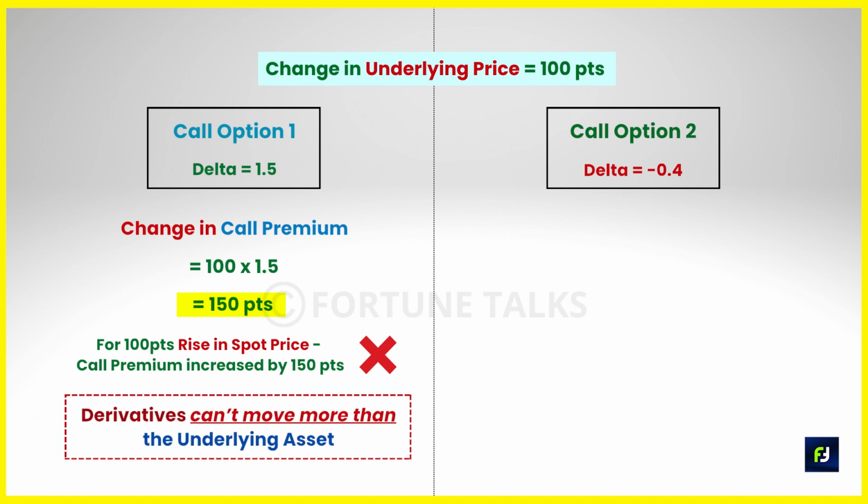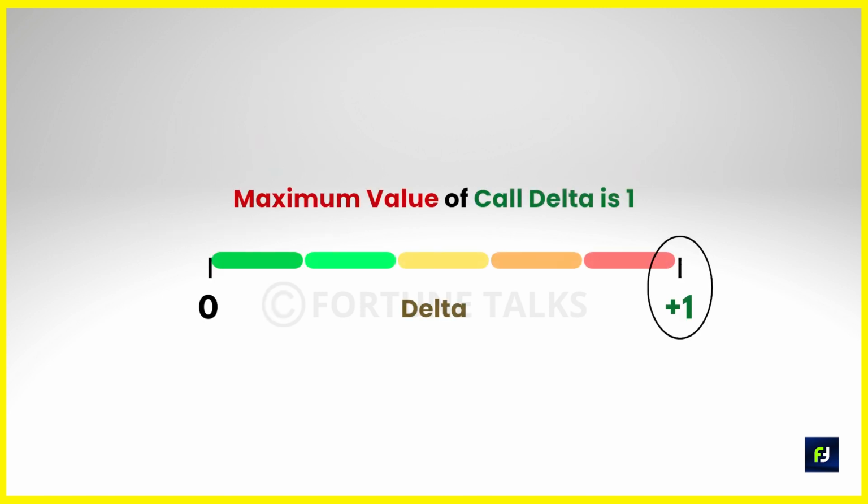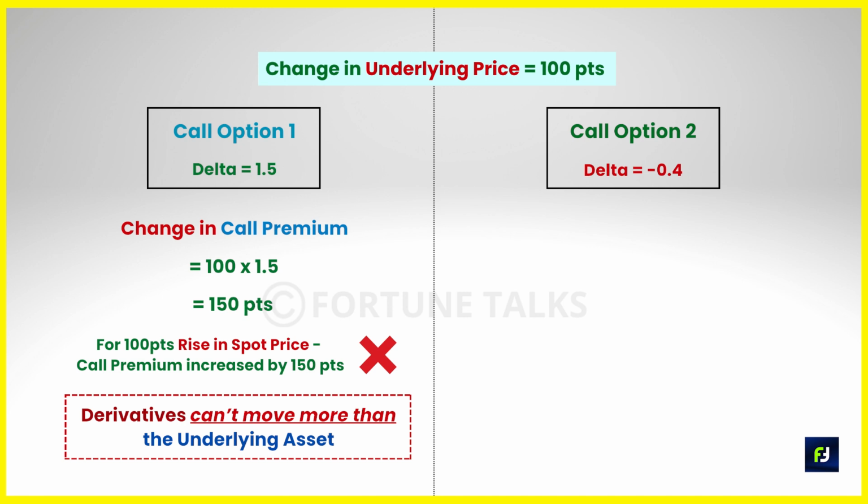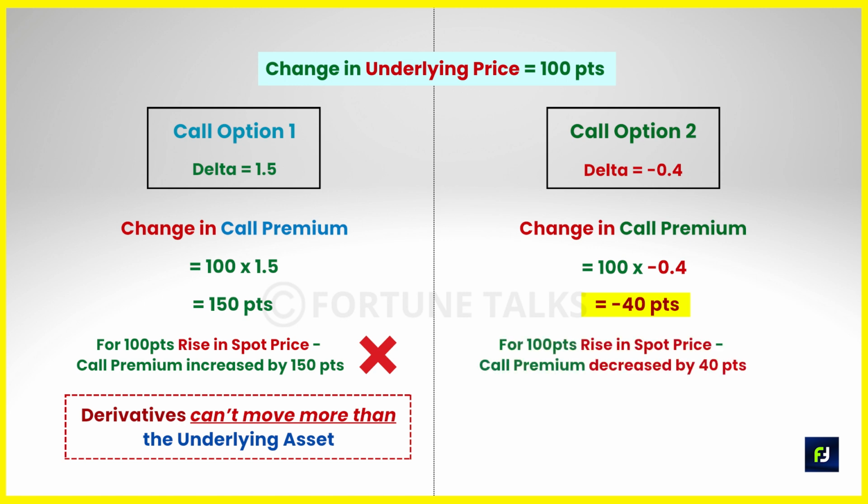But in case the delta is equal to 1, it tells us that the option is moving in line with the underlying. This is acceptable, but a value higher than 1 doesn't really make sense. This is the reason why the delta of a call option is fixed to a maximum value of 1 or 100. Now, on a similar note, for the second call option strike with a delta of minus 0.4, the change in the option price comes out to be minus 40 points. What this suggests is that for a 100-point rise in the underlying, the value of the call option premium is decreasing by 40 points.